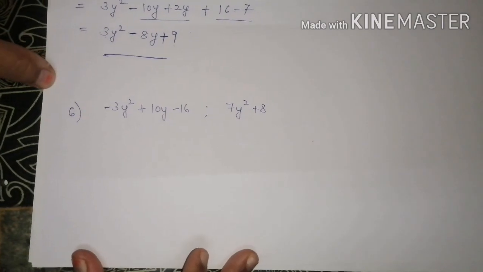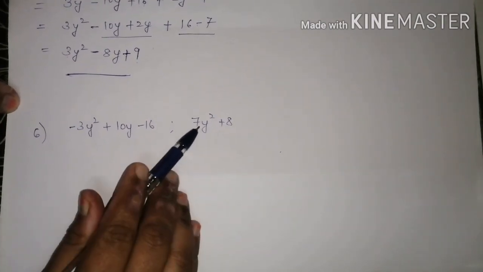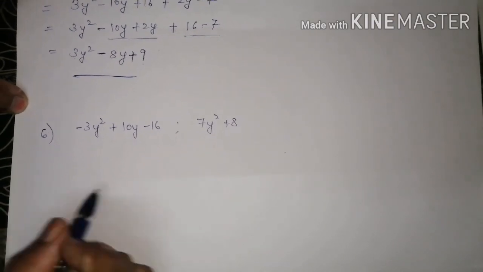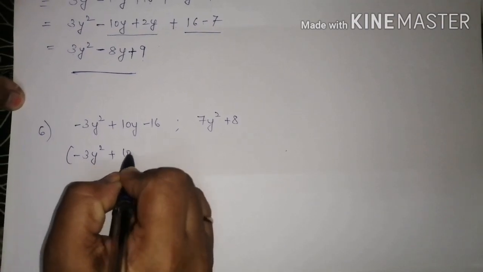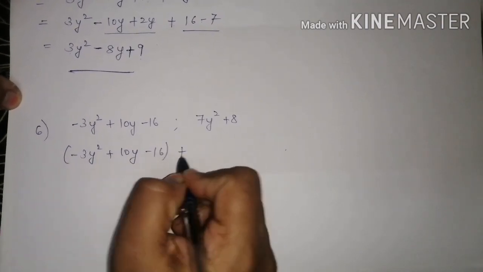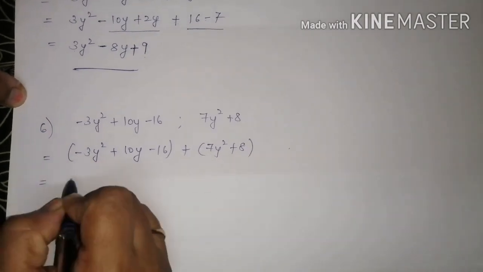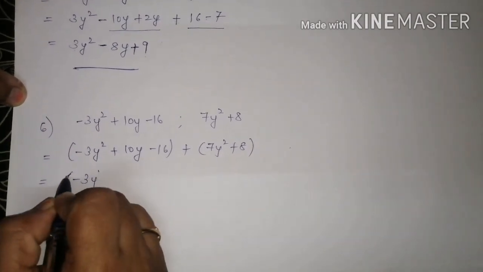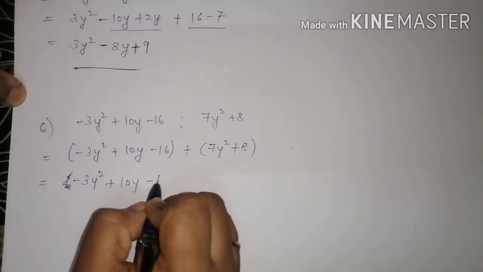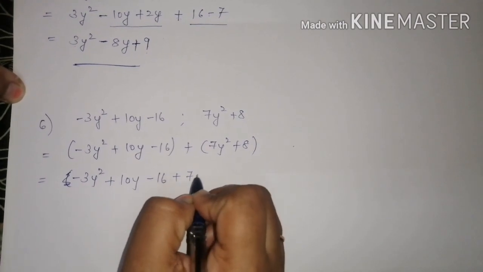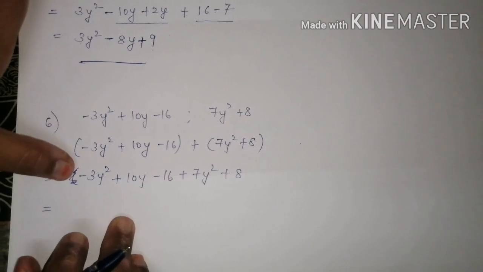See the last one, the sixth sum. −3y² + 10y − 16. Second expression is 7y² + 8. Put them in brackets first. Next step is to open the brackets: −3y² + 10y − 16 + 7y² + 8. Next step, collect the like terms.